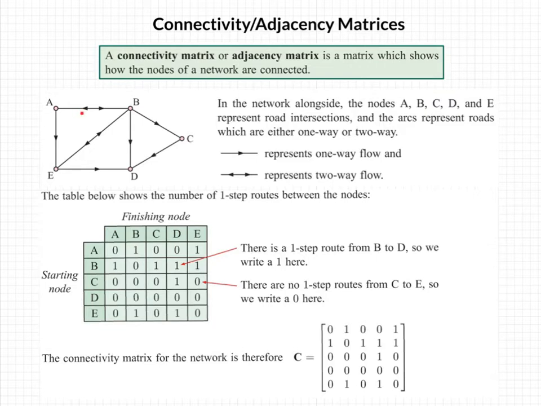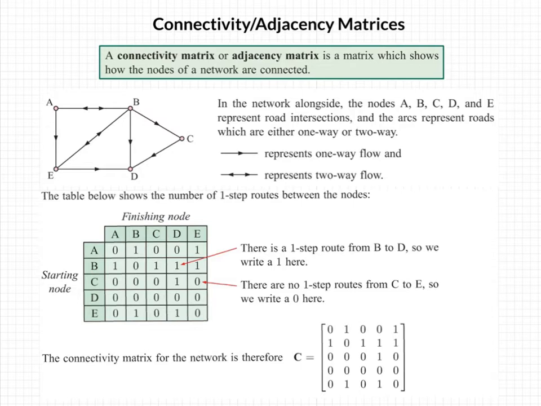So we can see that both A and B are connected. However, we can see that B is connected to C, but C is not connected back to B. What we can do from the connections is then create our one-step routes. So if I look at A, there is no possible route to get back to A. So from A to A, we place a 0. If we look at the connection from A to B, there is an arrow showing one-way flow to B. So therefore in A, B, we can put the value of 1.